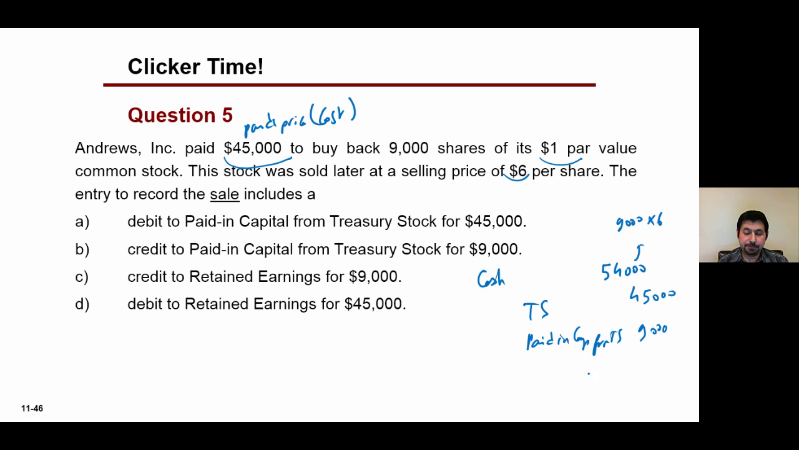Now, as you can see from this example and from the one before, par value is not involved in accounting for treasury stocks. It is used for common stocks, but when we account for treasury stocks, the par value is not included in the journal entry. Here, the answer would be B, because we credited paid in capital $9,000.